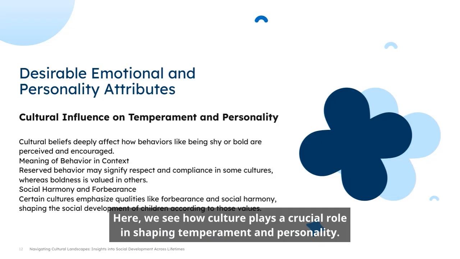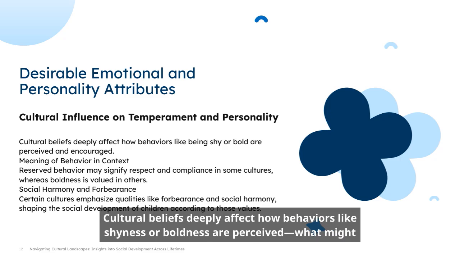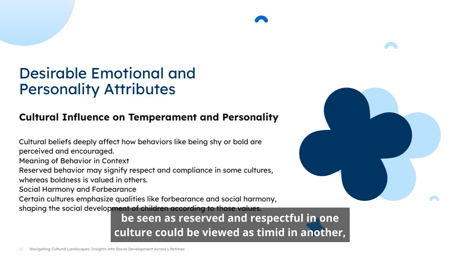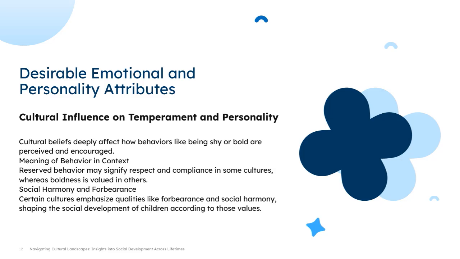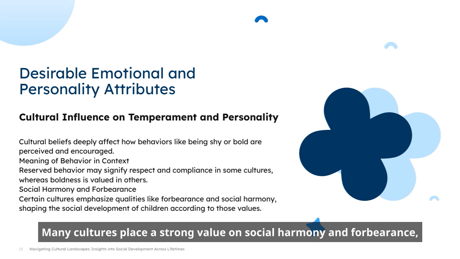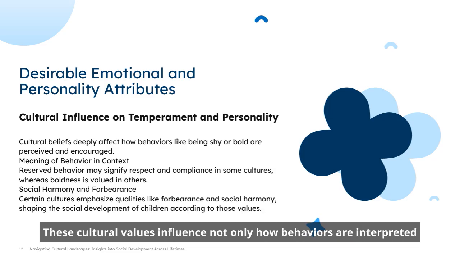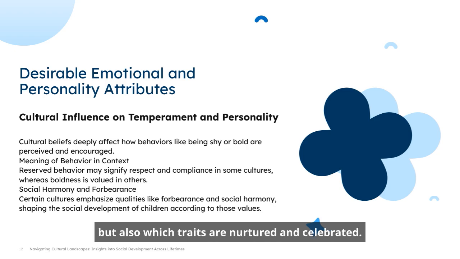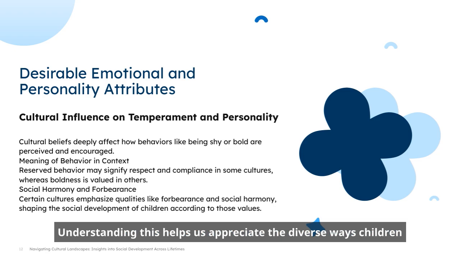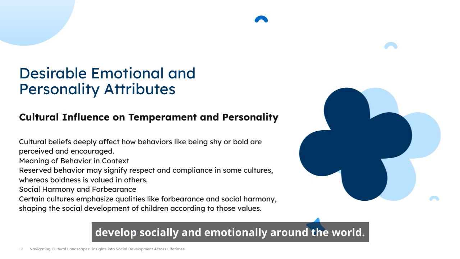Here, we see how culture plays a crucial role in shaping temperament and personality. Cultural beliefs deeply affect how behaviors like shyness or boldness are perceived. What might be seen as reserved and respectful in one culture could be viewed as timid in another, while boldness might be encouraged elsewhere. Many cultures place a strong value on social harmony and forbearance, encouraging children to develop qualities that support group cohesion and respect. These cultural values influence not only how behaviors are interpreted, but also which traits are nurtured and celebrated. Understanding this helps us appreciate the diverse ways children develop socially and emotionally around the world.